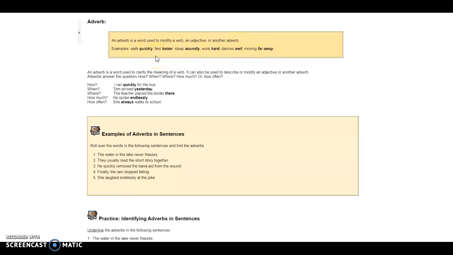You'll notice that a lot of adverbs end with the letters ly. Not always, but it is something that you can look for. If you notice words that end in ly, there's a chance that they're adverbs, because that's a common ending for adverbs. Just like with adjectives, we'll talk about how adverbs work, and adverbs can describe how, when, where, how much, and how often. So it's doing a very similar job to an adjective. It's just focused on the verb instead of the noun.